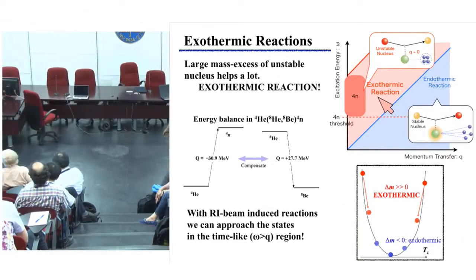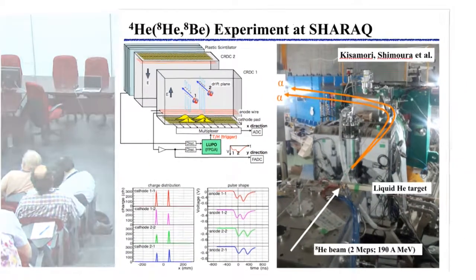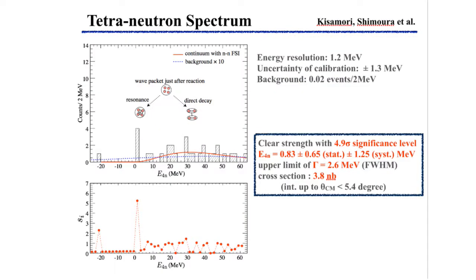We have performed the experiment at the SHARAQ spectrometer, as spoken about by Kisamori and Shimoura. We irradiated a helium-8 beam on a liquid helium target and detected 2 alphas originating from the decay of beryllium-8. How does the spectrum look? It is like this. In the highly excited region, it is consistent with a phase space decay assuming a two-neutron correlation. But close to the threshold, we can see a strong, not so strong, peak.